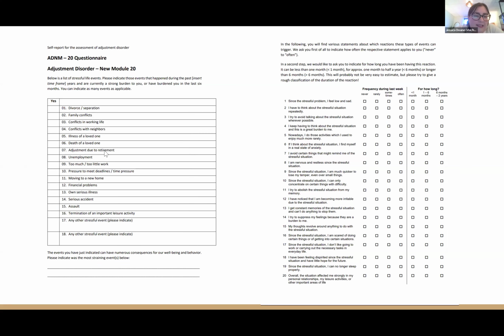And then I've got the ADNM 20. Same idea, but a more extensive scale. The more extensive the scale, the more likely you are to get more information. So if you're feeling a little bit stuck or like you're not totally sure, it might be helpful to use this one since it has a lot more questions about the frequency during the last week and how long they've been experiencing the symptoms. So I really appreciate that on the second half here. It's got the frequency during the last week and it's got 20 questions there. But then also asks how long, whether it's less than a month, 1 to 6 months, or 6 months to 2 years, which is going to help you with that time frame in your differential diagnoses.